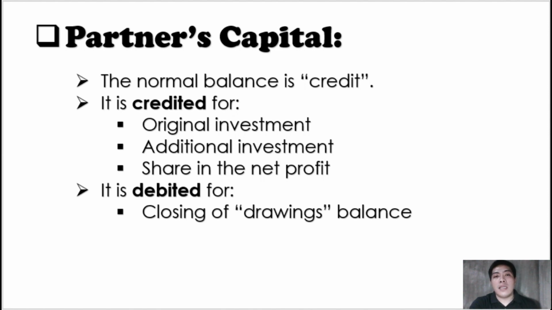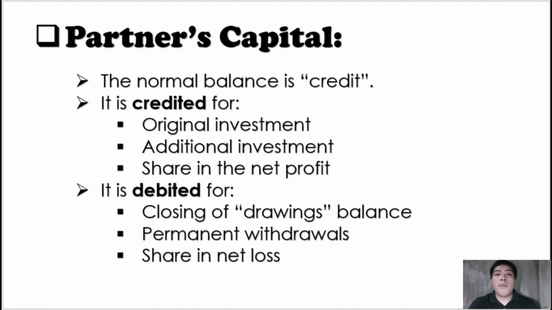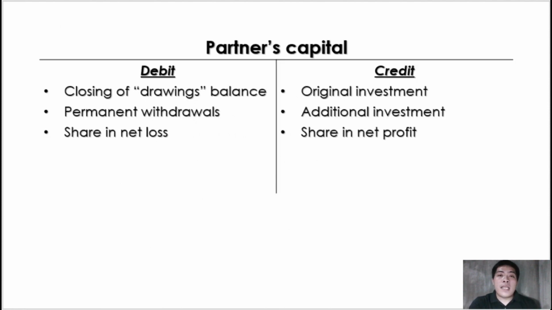Okay. Meron kasi tayong mini-maintain din na drawings account, yung kanina, yung partner's drawings. Yung drawings accounts na yan, kino-close doon sa partner's capital account. So, dinedebit yung partner's capital. Then, permanent withdrawals, kapag naisipan ni partner na mag-permanently withdraw ng portion ng kanyang capital, dinedebit din yung partner's capital account. Then, share in net loss. Siyempre, credit kapag share in profit. Paano kung loss? Kailangan i-debit. Okay? So, kung ipipresent natin siya as T account, ganyan yung kanyang T account. Nasa credit side yung original investment, additional investment, at saka share in net profit. Sa debit side naman, yung closing of drawings balance, then the permanent withdrawals, and the share in net loss. Okay?